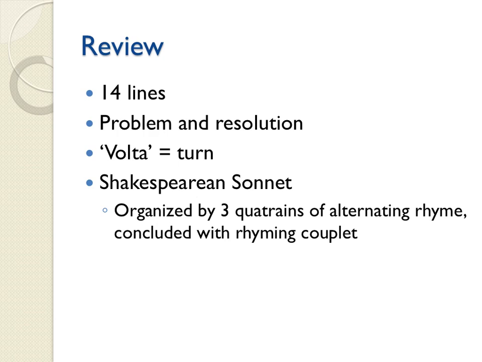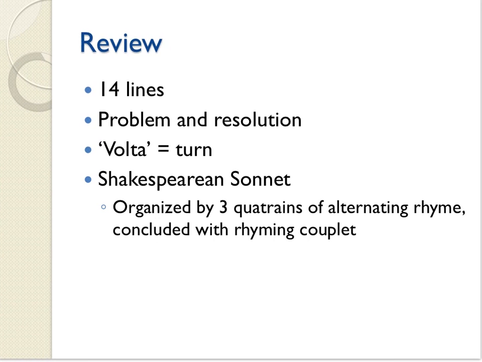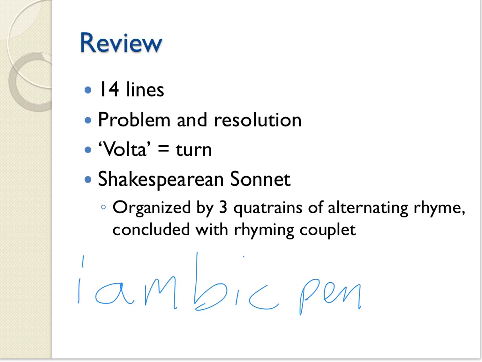Now, this is just to review. Again, a sonnet has 14 lines. There's a problem and a resolution. There's going to be a turn in that sonnet. And the Shakespearean sonnet is organized by three quatrains of alternating rhyme, concluding with a rhyming couplet. In our next video, we'll get a little more into the nitty-gritty, where we'll talk about something called iambic pentameter. And we'll figure out exactly what that means and how it's used in an Elizabethan sonnet.